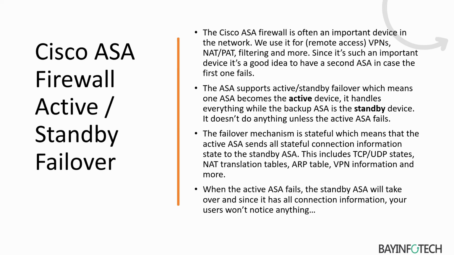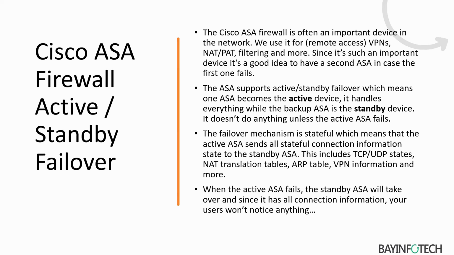The failover mechanism is stateful, which means that the active ASA sends all stateful connection information to the standby firewall. This includes TCP and UDP states, NAT translation tables, auth table, VPN information, and more. When the active firewall fails, the standby firewall will take over, and since it has all connection information, the users won't notice any hiccup in the network.